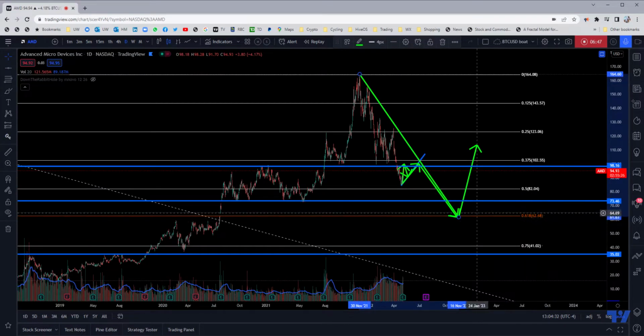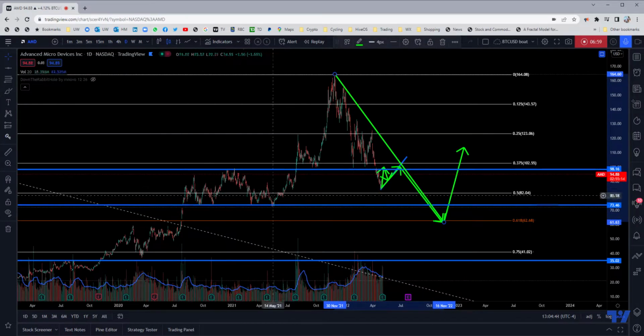So I would definitely be more bullish if I saw down around the $62 mark. Like it's more than 50%, right? 618. Anyways, I think that's enough for AMD. We'll have to watch the price action and see if we do see support here.